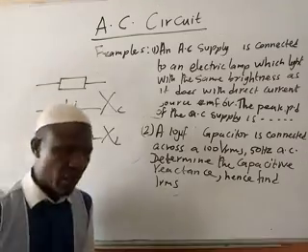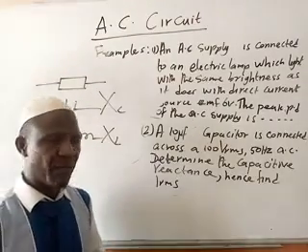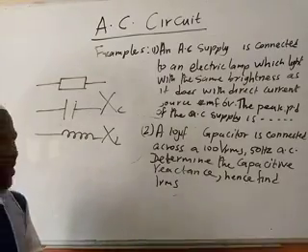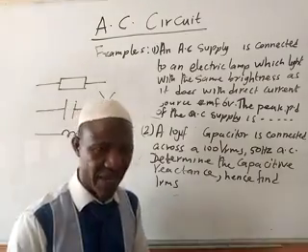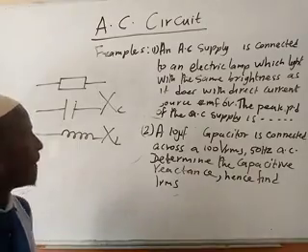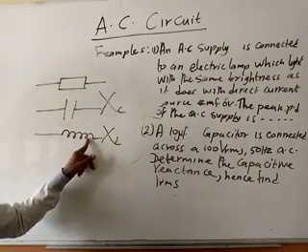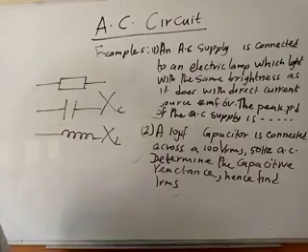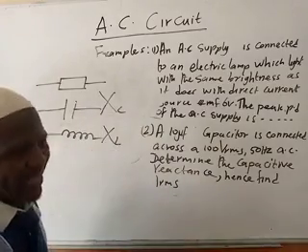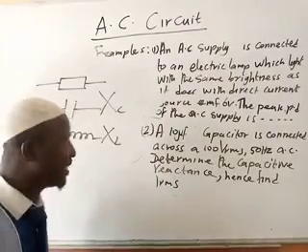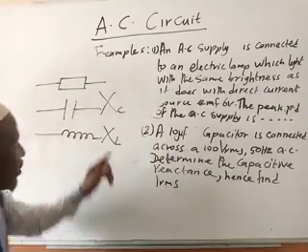Now, in general, when you are asked to define resistance, it is the opposition to the flow of AC current by a resistor. But what of reactance? Reactance is the opposition to the flow of AC current by either a capacitor or an inductor or both of them. Therefore, the opposition offered by this capacitor, we call capacitive reactance. But when I say reactance alone, it may be this or both. But if I say capacitive reactance, I'm referring to only this.